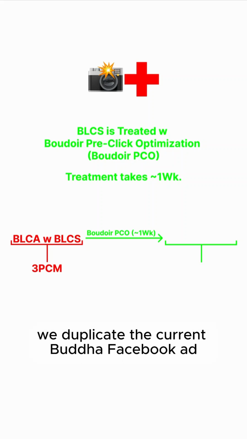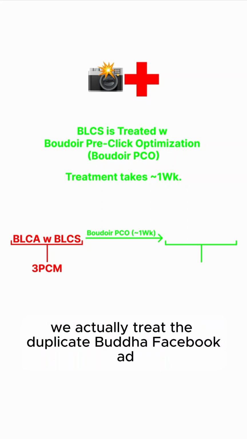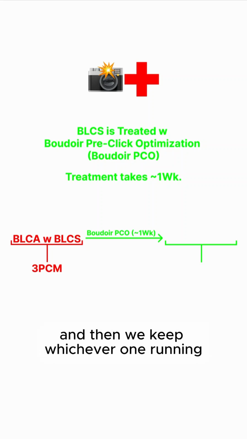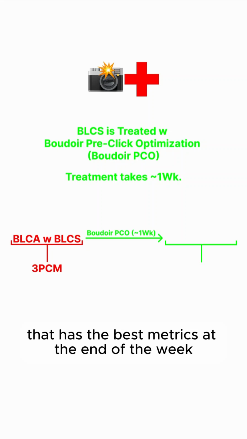What we do is we duplicate the current Boudoir Facebook ad, leave the original as it is, and treat the duplicated Boudoir Facebook ad. That takes about a week, and then we keep whichever one is running the best metrics. And it's always been the Boudoir Pico treated ad that has the best metrics at the end of a week.